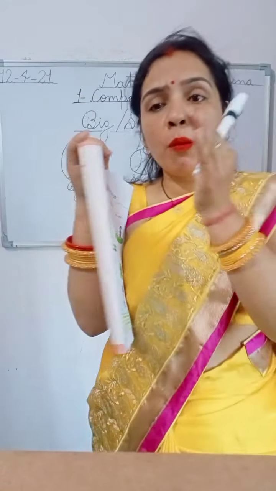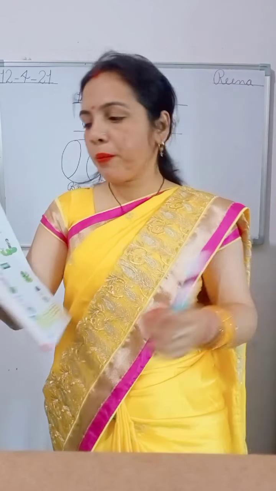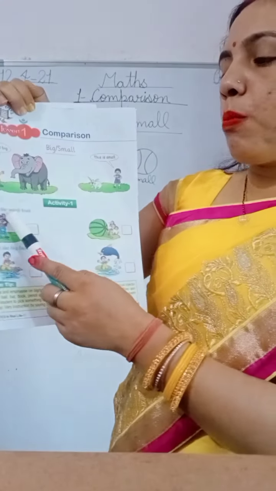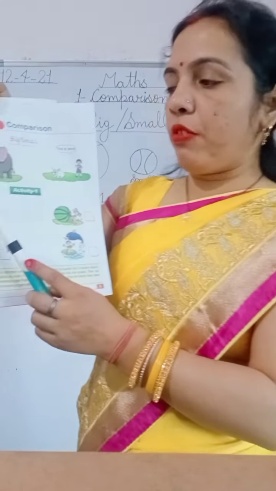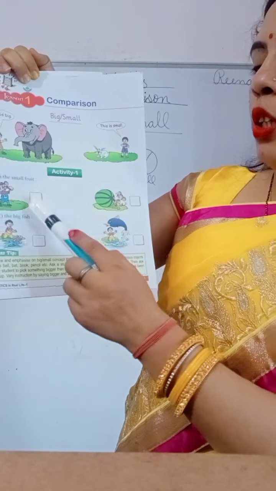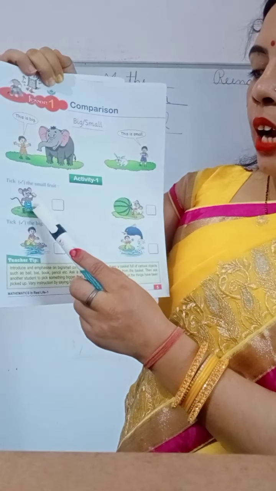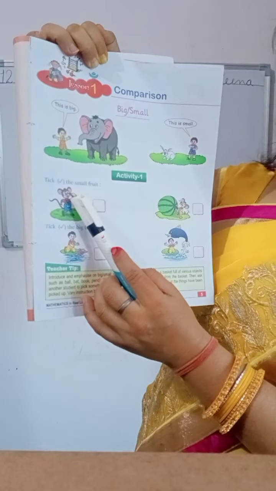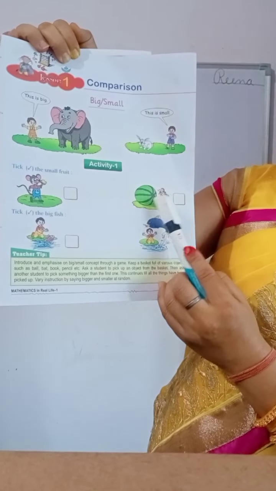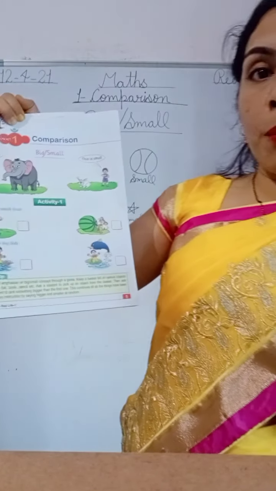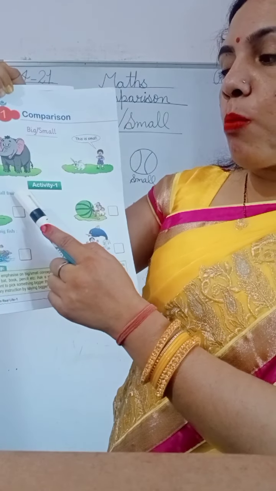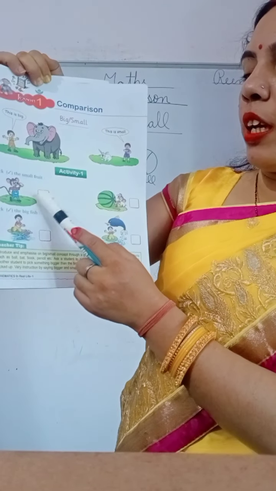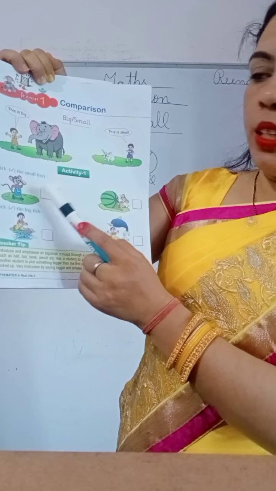Okay. Small means like this and big means like this. Okay. Now take the small fruit. You have been given two fruits in your picture. This cartoon has a small mango and this cartoon has a big watermelon. Now take the small fruit, that means you take the mango in this box.